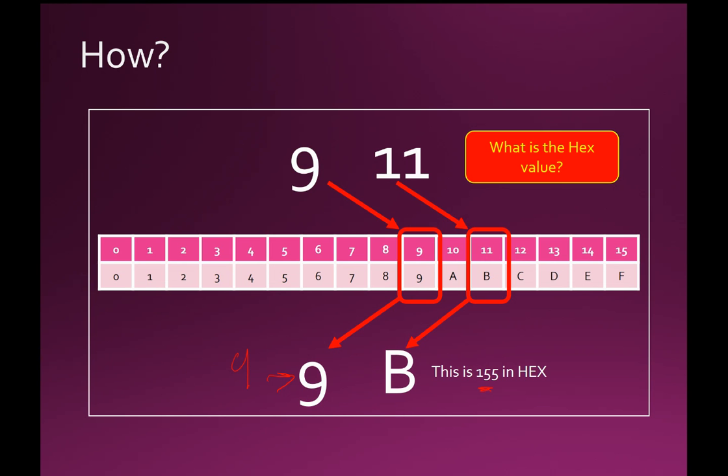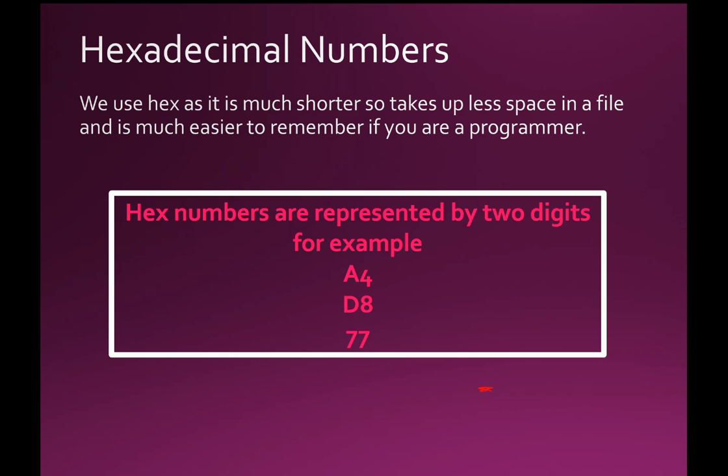The reason we're doing this is because it's much smaller to store than a binary number. Instead of using 8 digits of binary, I'm now only using 2, which makes things much easier and smaller to store. So hex takes up much less space, and it's much easier to remember if you're a programmer, but your computer cannot read it. Your computer will be converting it to binary, which is why we still need to know how to do it ourselves.